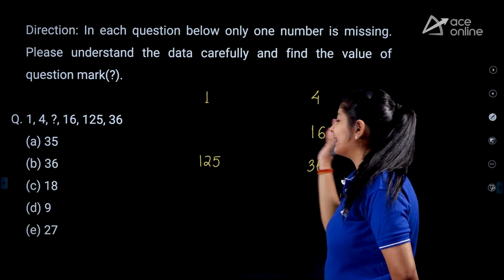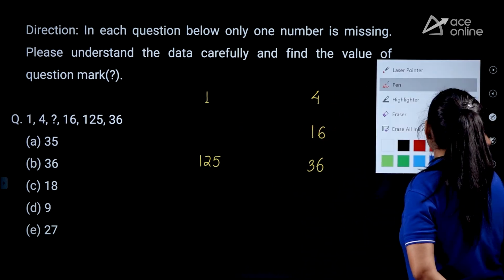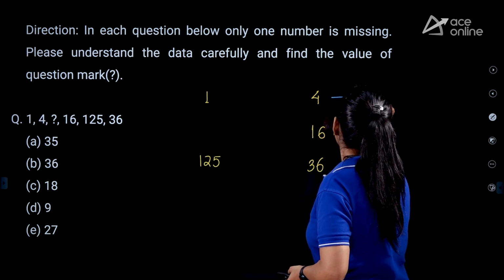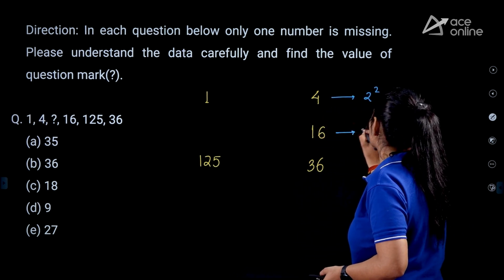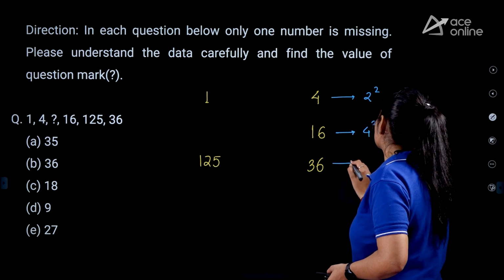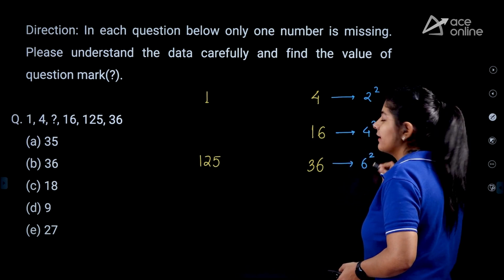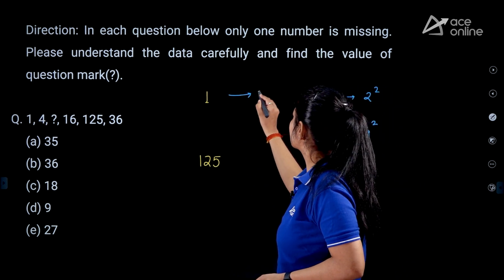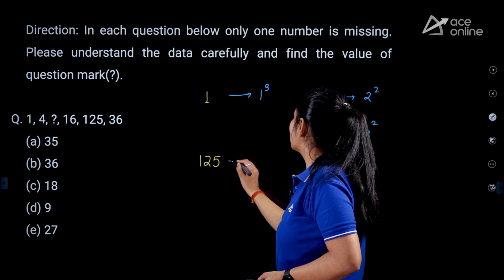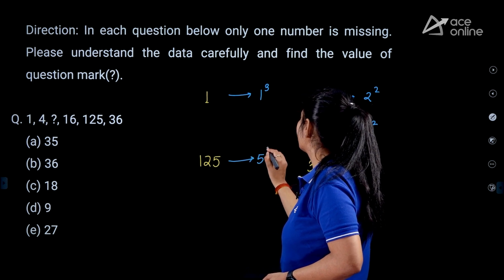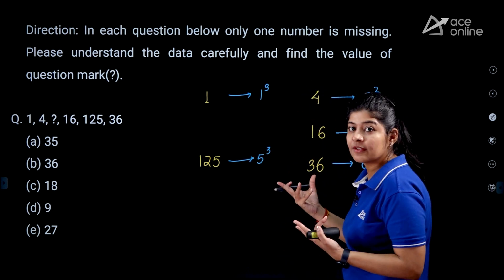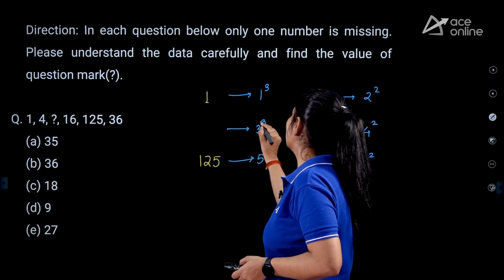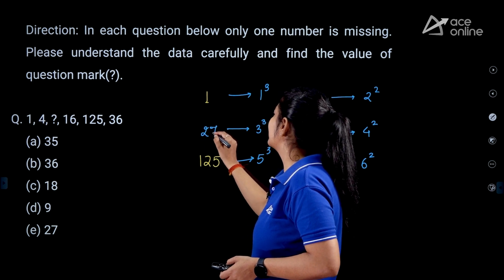Now why am I writing it in this manner? Because I can easily determine the pattern: this is the square of 2, this is the square of 4, and this is the square of 6, right? But if we talk about these numbers, this is the cube of 1, and here we are having the cube of 5. Now which number is missing? 3. So what we have to do? We have to determine the cube of 3, and that is 27.